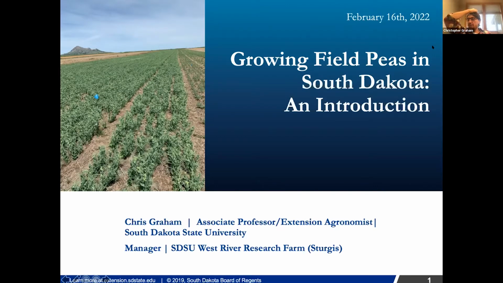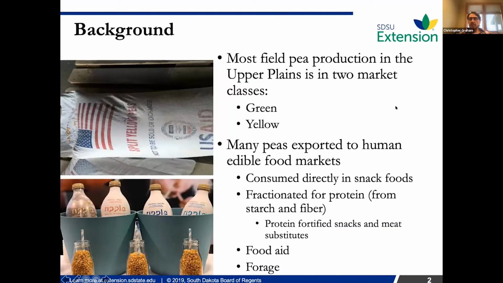There's a lot of great potential for field peas, and we'll talk about why to some extent as we go through this, but it's a great rotational crop. It's a great way to diversify crops, and the markets are expanding too. I think people are changing dietary habits, and peas have become a growing player in a lot of different markets.